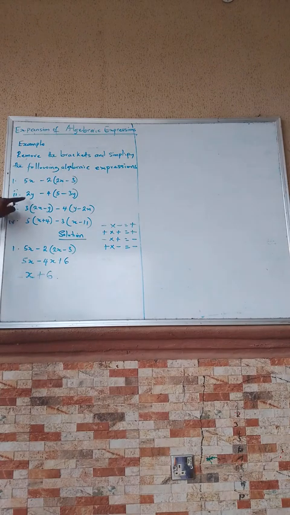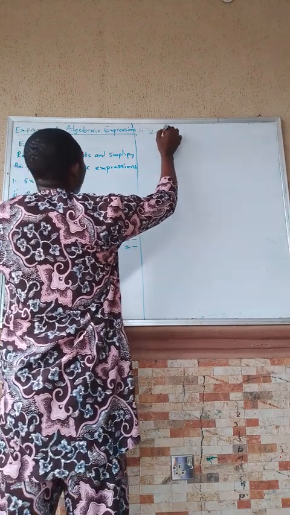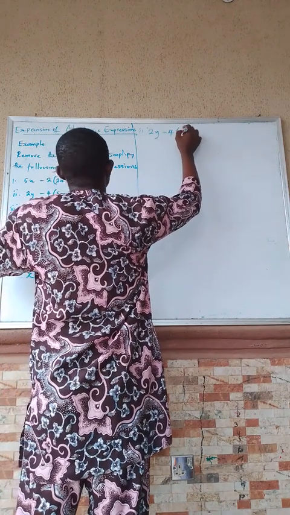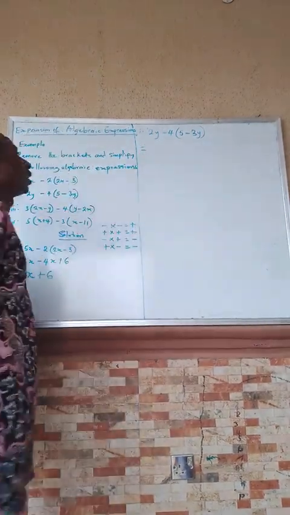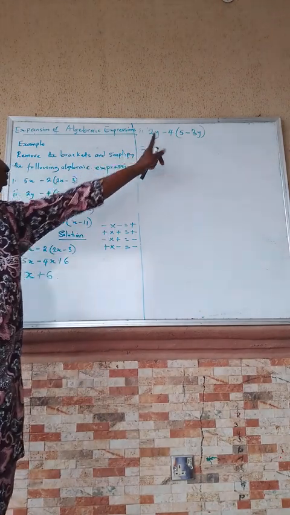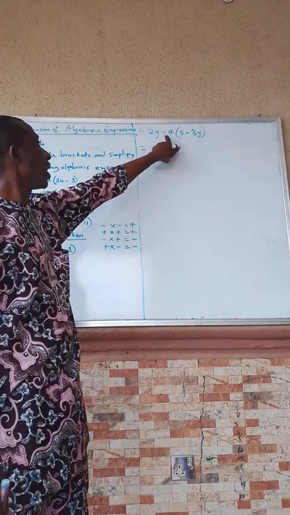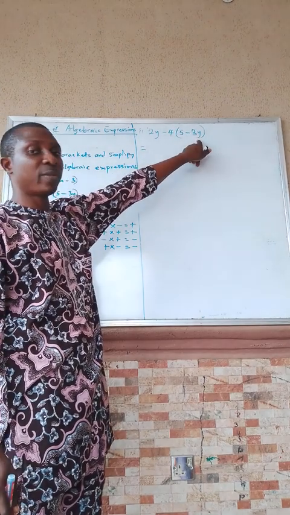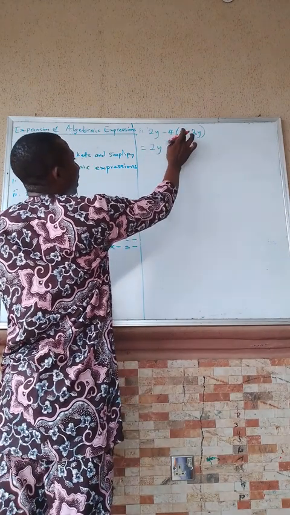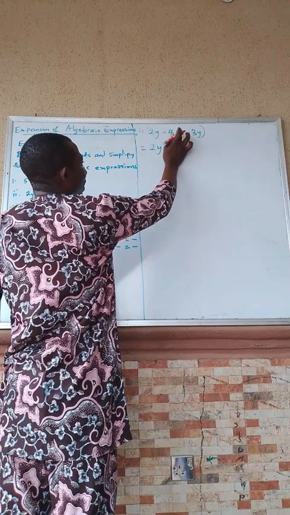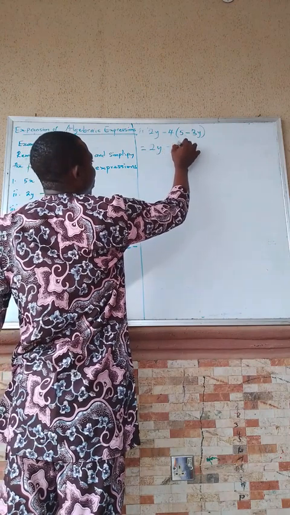Now let's look at the second one. We have 2y minus 4 open brackets 5 minus 3y. Yes, this question looks like the one we just did. So this minus 4 will multiply everything we have in the brackets. So we have 2y, we have minus 4 times 5. Now this 5 is plus 5. Minus 4 times plus 5, that gives you minus 20.